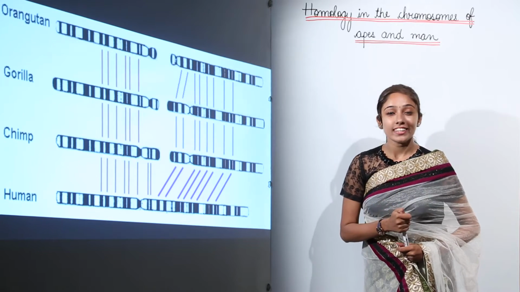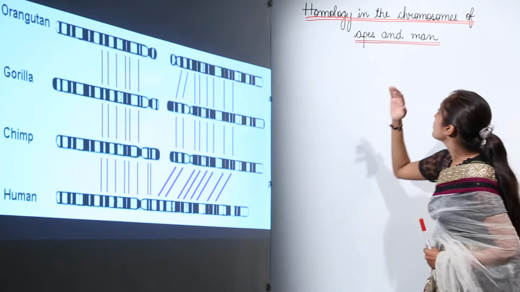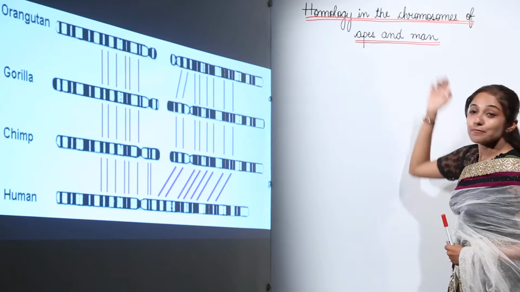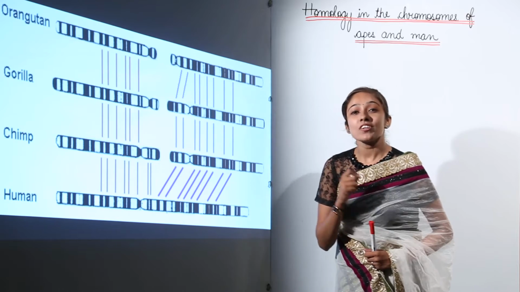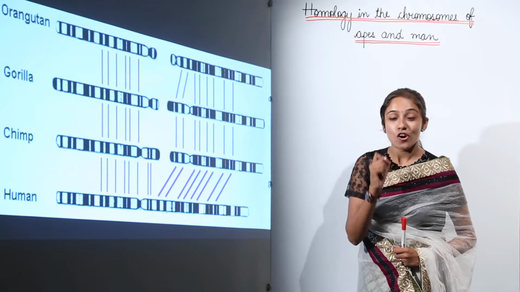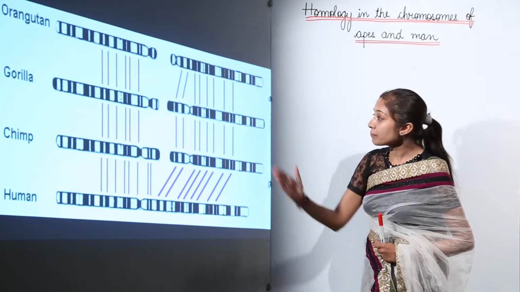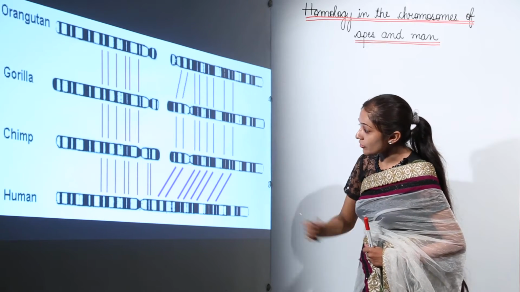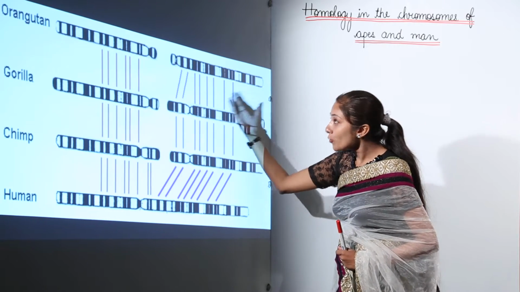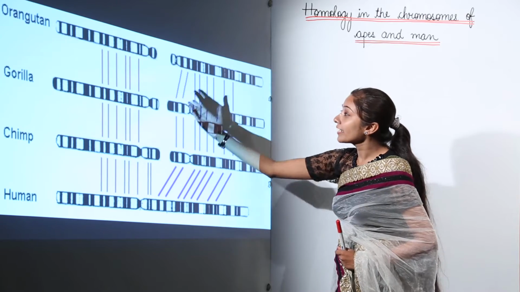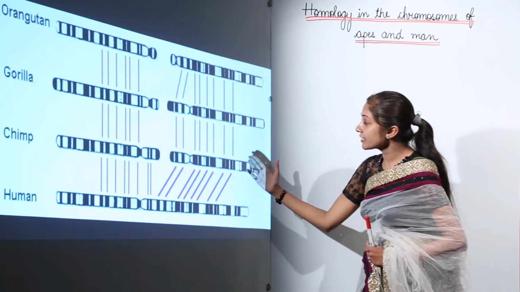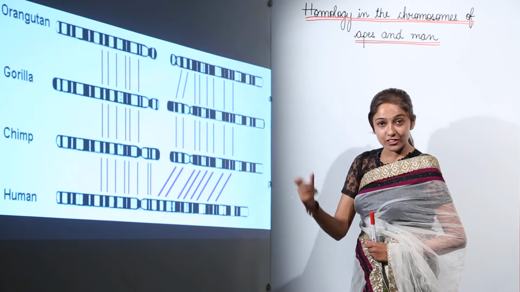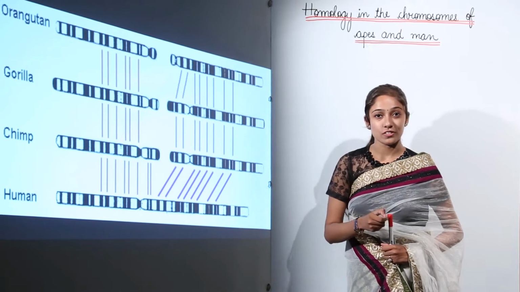Now let us see what is the homology between the chromosomes of apes and man. When we talk about the word homology, we mean to say what are the similarities when we talk about the chromosome number or the banding pattern that you can see in this image, right. So, we are here showing you the banding pattern of the chromosomes. You just look at the banding pattern in the case of apes in the first three, right, and just see the banding pattern in case of humans.